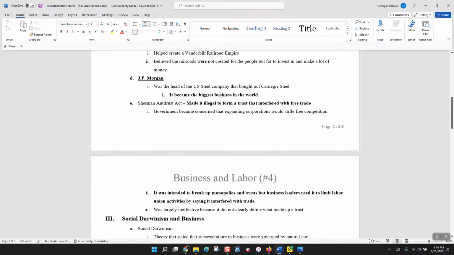J.P. Morgan created one of the biggest companies in history when he bought Carnegie Steel from Andrew Carnegie, and he turned it into U.S. Steel, and that was the biggest company in the world. And he, at one point, was one of the richest people alive. So these people took advantage. These captains of industry took advantage of the opportunities because they were still legal and made themselves very, very, very, very rich.